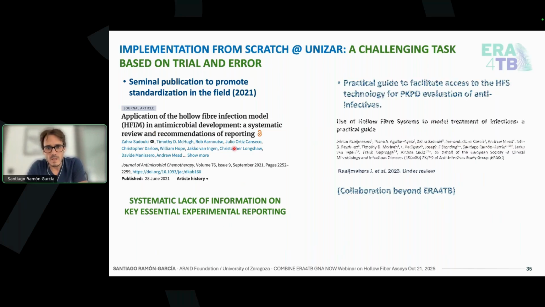We obviously contacted them at the time, and we started talking, and finally we did a collaboration, and we have written a practical guide on how to use the hollow fiber technology. It's currently under review, hopefully it will be out soon. And the idea of this guide is to facilitate access to the hollow fiber technology, so that new people trying to implement this in their laboratories don't need to suffer what we did at the University of Zaragoza trying to implement this.